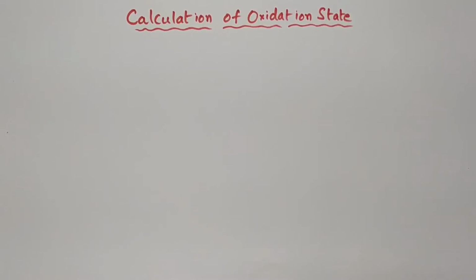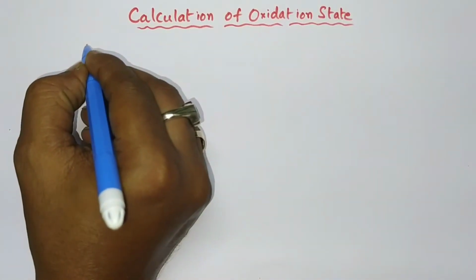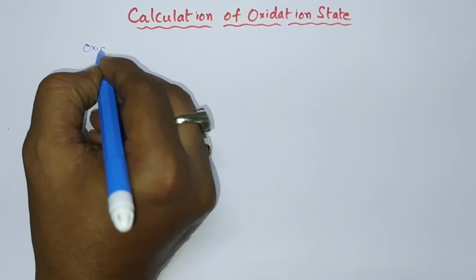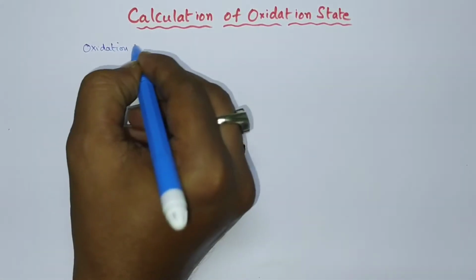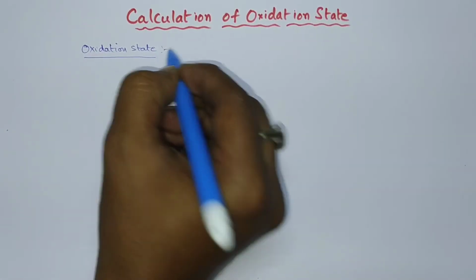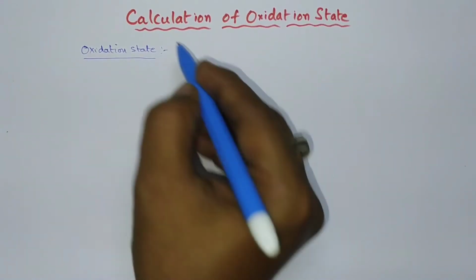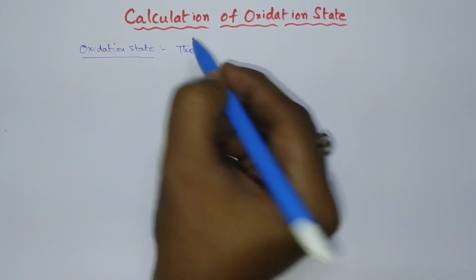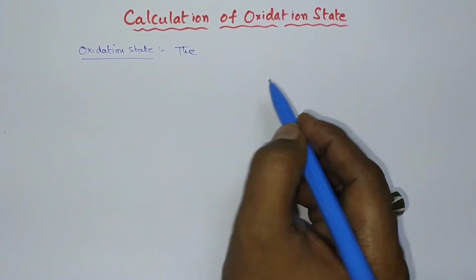Dear students, today we are going to discuss how the oxidation state of an element can be calculated. Now, what is meant by oxidation state? Oxidation state or oxidation number. Oxidation state means the charge present on an element in the given molecule.